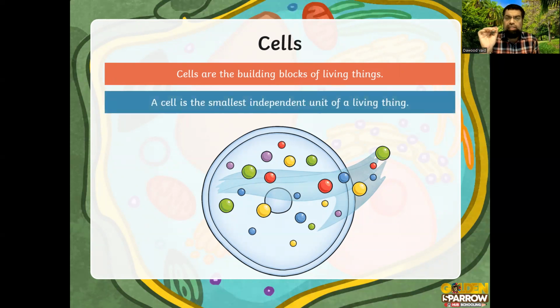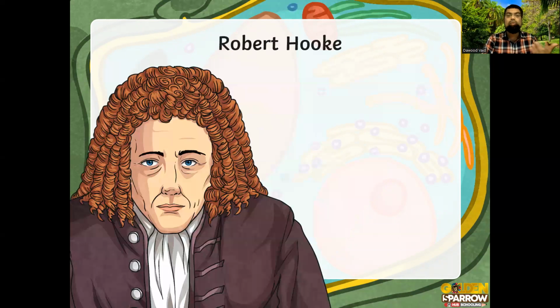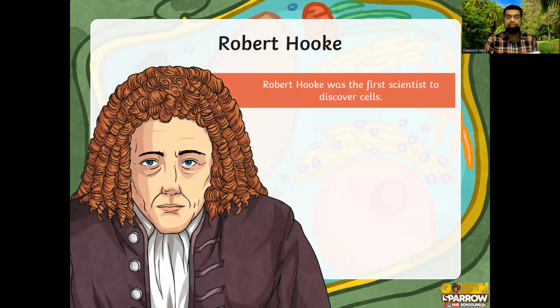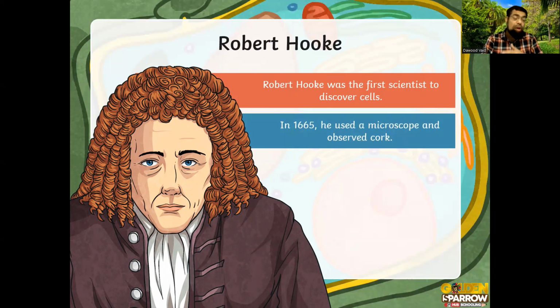Cell is the smallest independent unit of a living thing, and we have this whole idea that cells have the DNA, which is contained in the nucleus. Who gave us this idea? The first scientist to discover the cell was Robert Hooke, and this was way back, 200 years before even the cell theory was formulated.